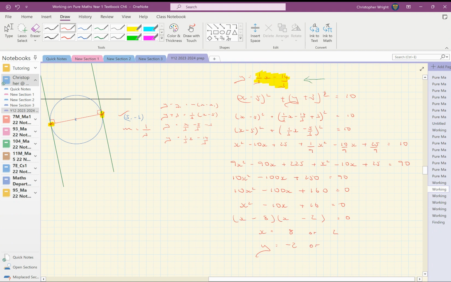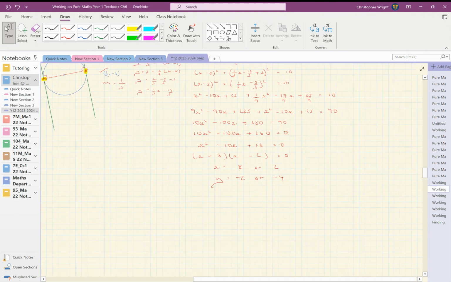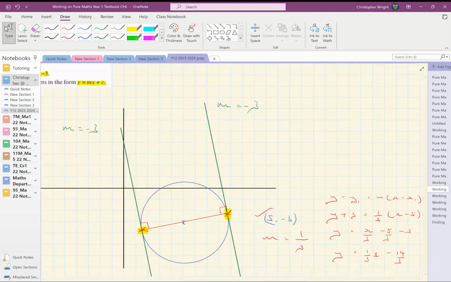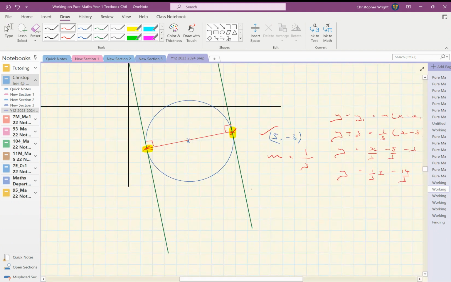Alternatively, if x is 2, then I'll have 2 thirds minus 14 thirds, which is minus 12 thirds, gives me a y of minus 4. So the 2 points where the circle and the diameter intersect are the points (8, minus 2) and (2, minus 4). So that point is that one, and that point is that one.